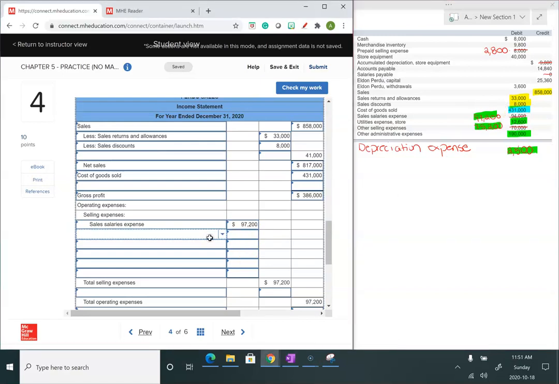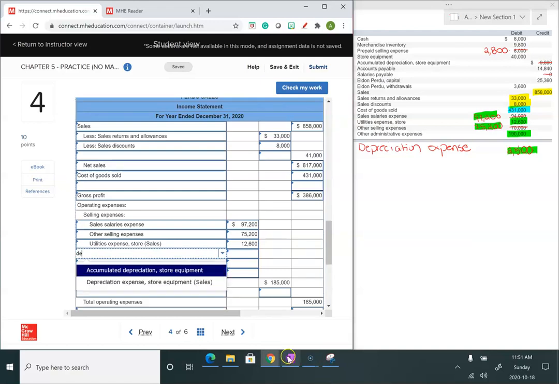Then I'm going to put down my other selling expenses, and that is the 75,200. Then I'll record my utilities expense, and that is the 12,600. And then last but not least, I think I'm going to put down my depreciation, and that is 2,500.